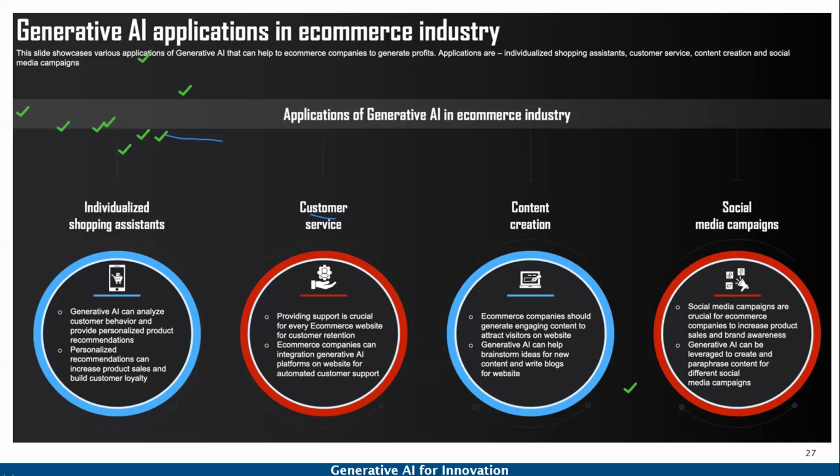In this case also, there is individual shopping, customer service, content creation, and social media campaigns. For customer service, you can make efficient chatbots, and I can also say virtual assistants, correct? So like this also you can plan. When we talk about individual shopping assistants, we can provide personalized product recommendations. A few apps like Amazon are already doing that, but in that way you can plan and you can work.